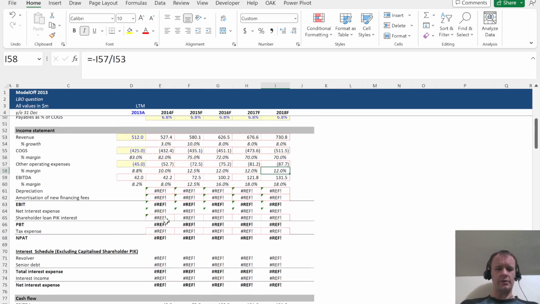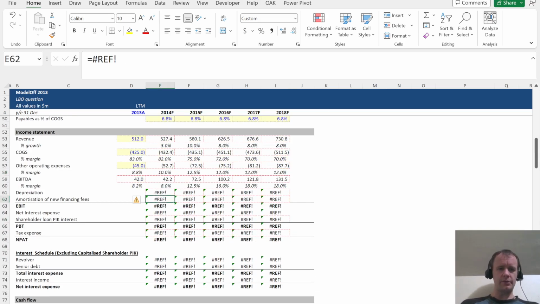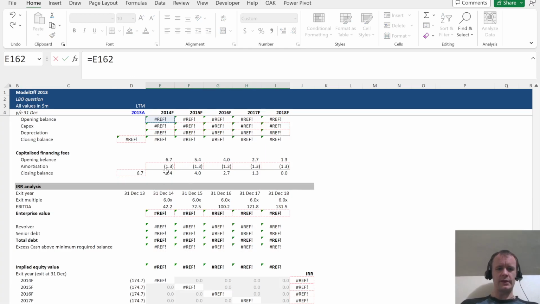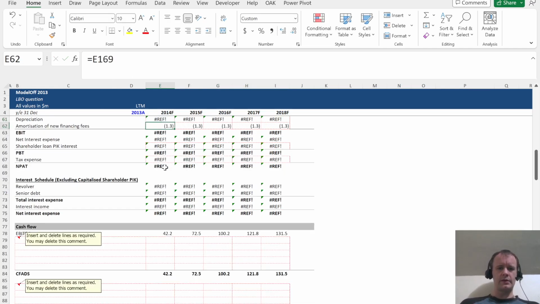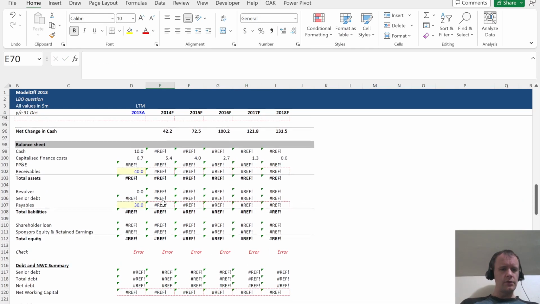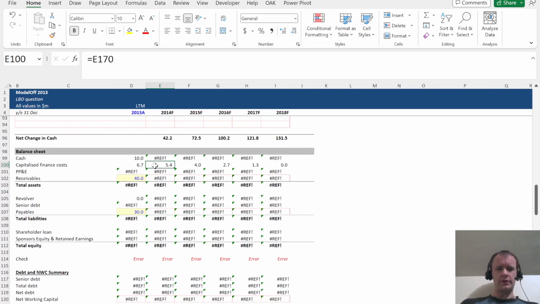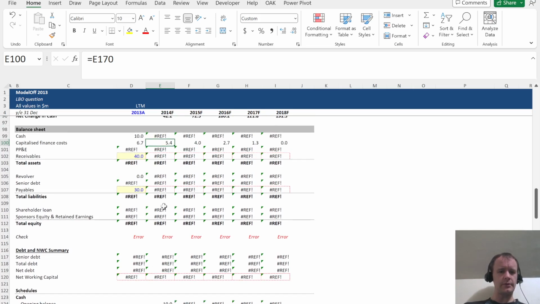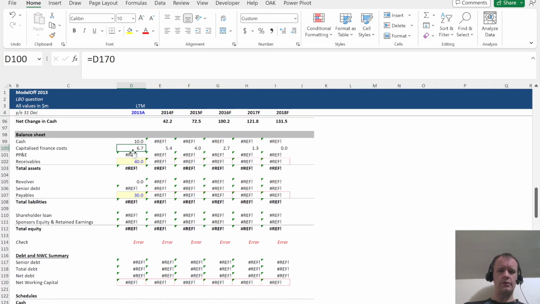So then we can zip back up here, might as well populate it as we go. So here's the amortization of financing fees, which is that negative right there, and the balance sheet item, capitalized finance. Oh, that's already linked, so that's fine. Okay, cool. So PP&E, we already mentioned, that's like a balancing figure, so we're going to have to come back to that.